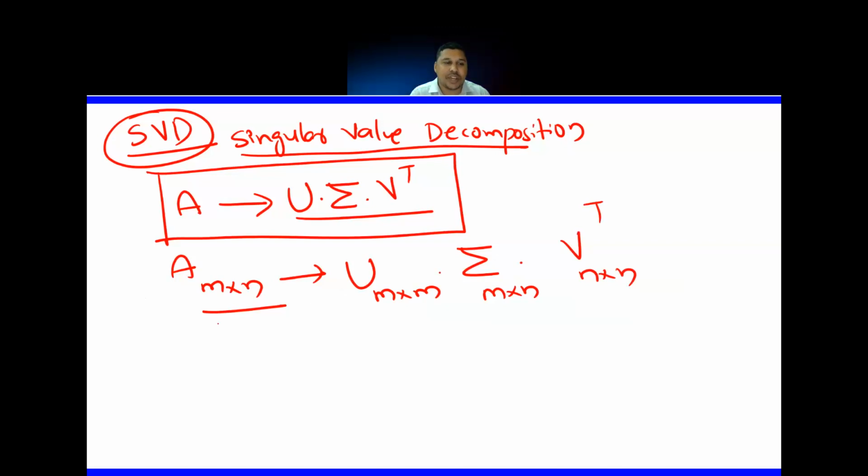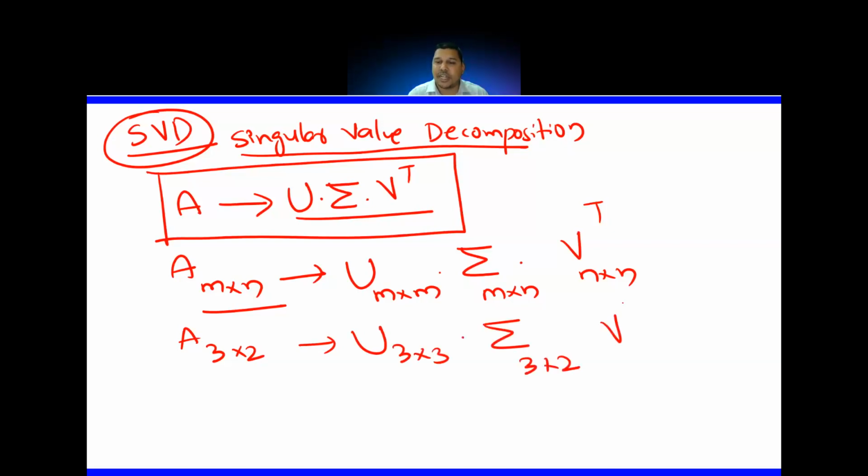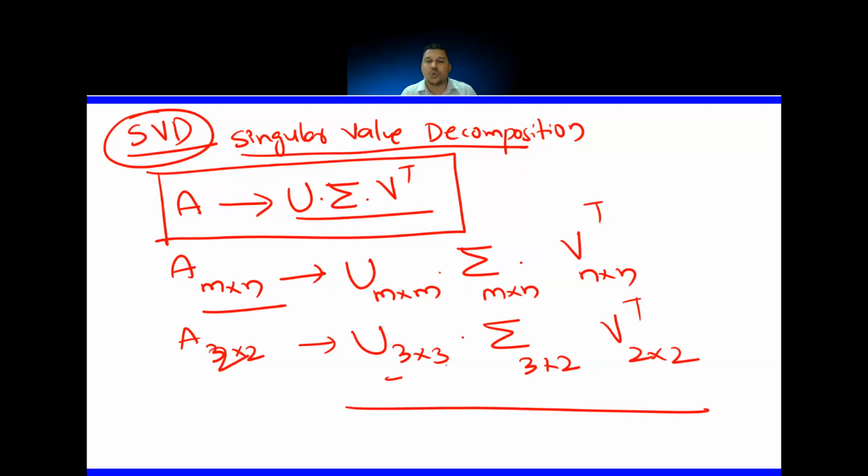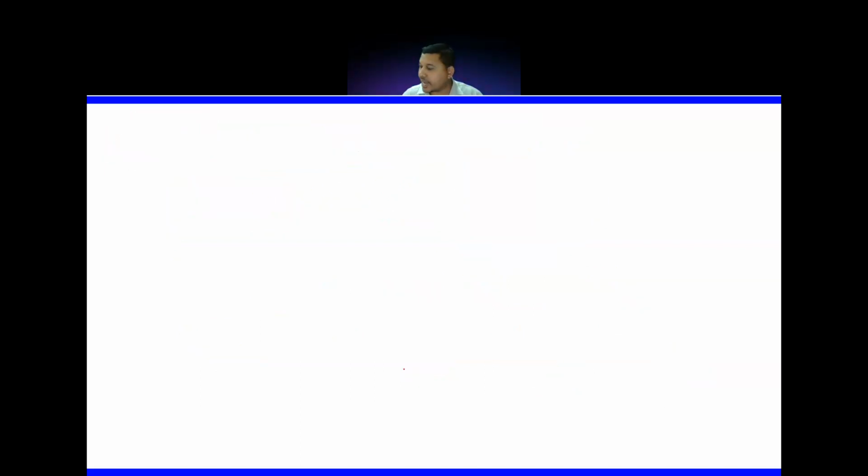This way. So, for example, if A is given as 3 cross 2, then the U matrix will be 3 cross 3, the sigma matrix will be 3 cross 2, and the V matrix will be 2 cross 2. Okay, this is the size of the matrices if they are rectangular. If it is square, it's fine. Everything is 2 cross 2, this is 2 cross 2, this is 2 cross 2, this is 2 cross 2. Okay, so let us see how to decompose a given matrix using the SVD technique into separate matrices. Let's take an example to understand this better.